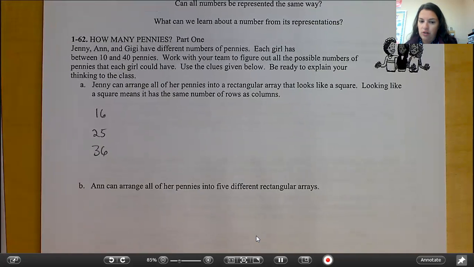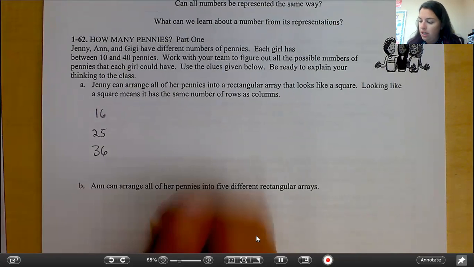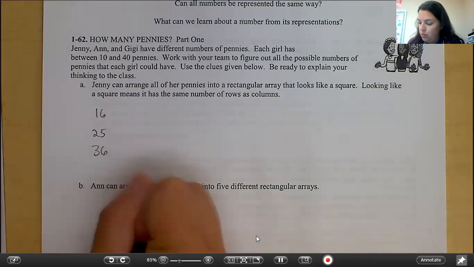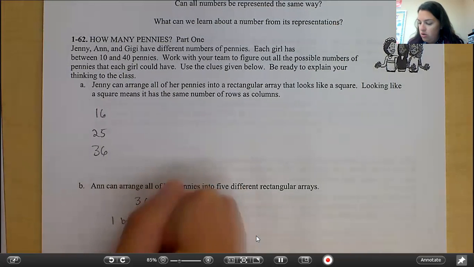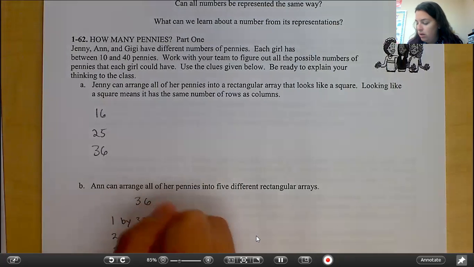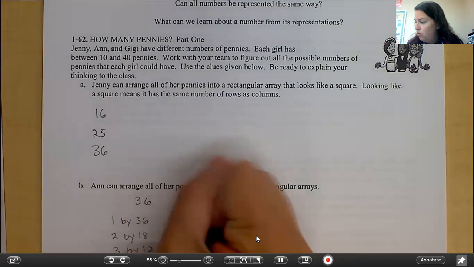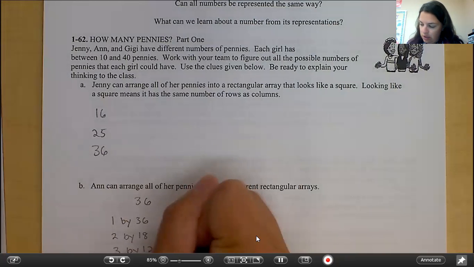B. Anne can arrange all of her pennies into 5 different rectangular arrays. So try and figure out how many pennies Anne could have. Okay, she could have 36. That would mean it's 1 by 36, 2 by 18, 3 by 12, 4 by 9, or 6 by 6.